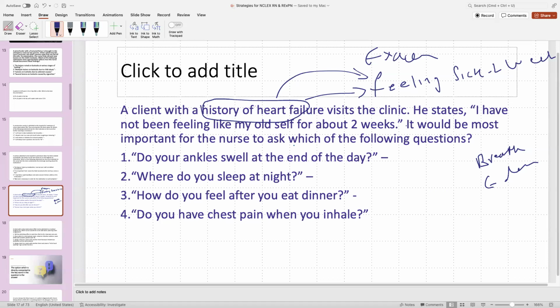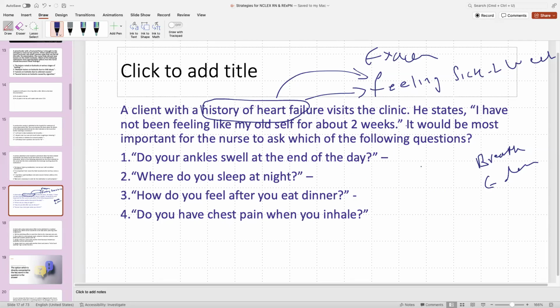Sir, first one. Do your ankles swell at the end of the day? Okay, now ask yourself, do your ankles swell at the end of the day? Is that a sign of exacerbation of heart failure?